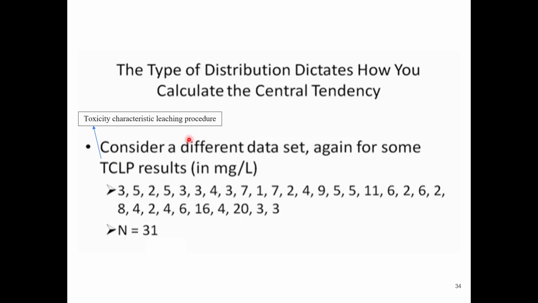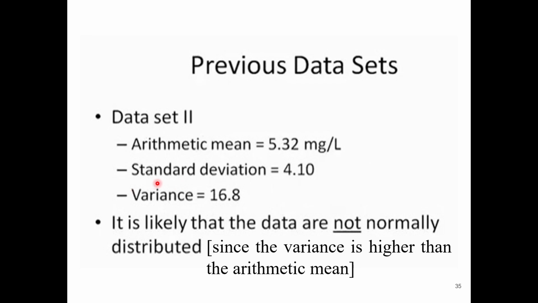However, in the second case, where we had 31 samples, the standard deviation is 4.1, but the variance is 16.8, much higher than the arithmetic mean, which is 5.32 milligram per liter. The difference is more than 200%. Because the standard deviation and mainly the variance is very high compared to the mean, it is likely that the data are not normally distributed.